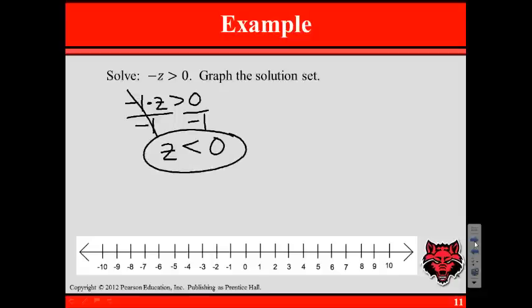Because we are not using an inequality symbol that includes the equal to, we're going to use an open circle. So we have an open circle at 0. We use our inequality symbol to tell us which direction to shade. So we treat it like an arrowhead. We're going to shade to the left, which makes sense. The left, those are the numbers that are less than 0.